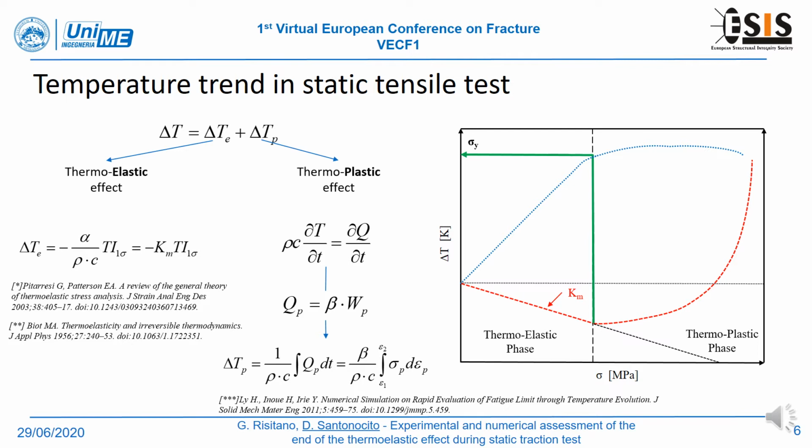In the elastic phase, the temperature experiences a linear decrease due to the thermoelastic effect. If a plasticity condition is reached locally in some internal defect point of the material, the linear trend equation is no longer valid and the heat amount leads to a deviation from the linear trend.